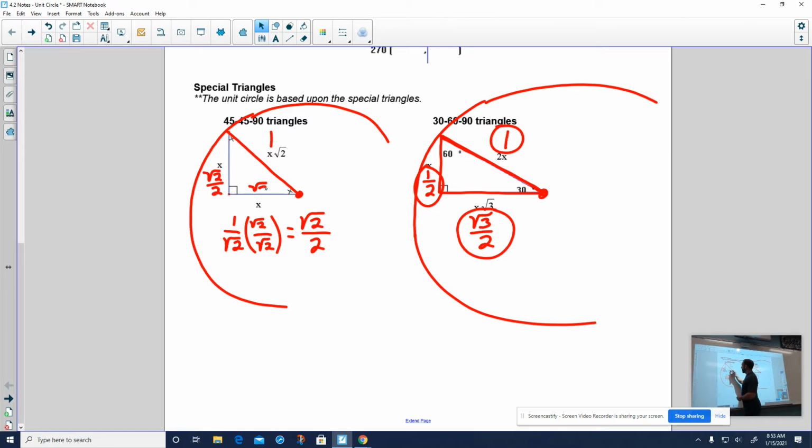And you need to know those lengths. Both legs are square root of 2 over 2. And yeah, Captain Obvious, the hypotenuse is 1. You need to have those memorized for the 45, 45, 90. And you need to have these memorized for the 30, 60, 90. You got to have those in there, because then when you go to the unit circle, it's easy if you have those memorized. So get those in there.